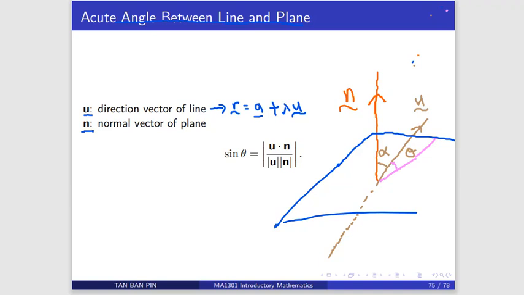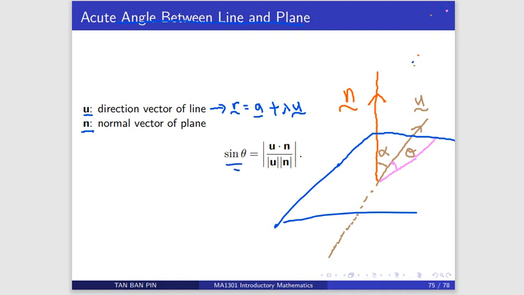We will be looking at the acute angle between a line and a plane. If you have a line with equation r equals a plus lambda u, u is the direction vector of the line, and n is the norm vector of the plane. To find the acute angle between the line and the plane, we will find sine theta.